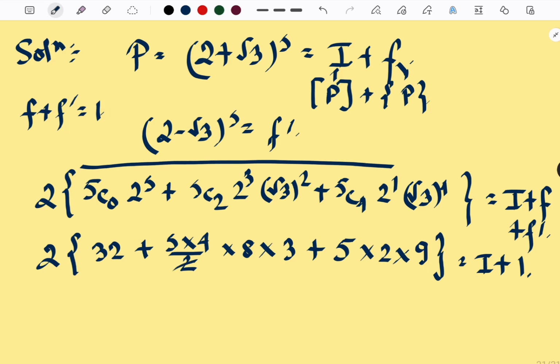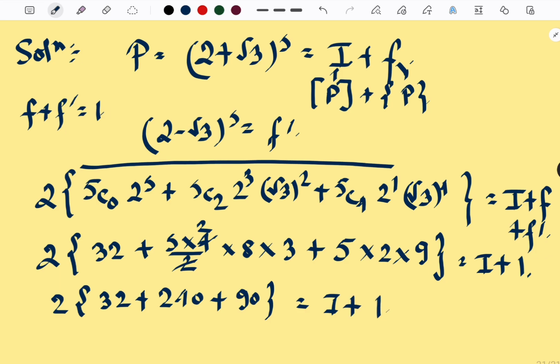Now this gets cancelled, so the value is 8 into 3, 24, into 10, 240. So 32 plus 240 plus 9 into 5, that is 45 into 2, 90, is equal to I plus 1. So 240 plus 90 will be equal to 330, then 362. 362 into 2 will be equal to 724 minus 1, which is equal to I. So we got the value of the integer part of p as 723.